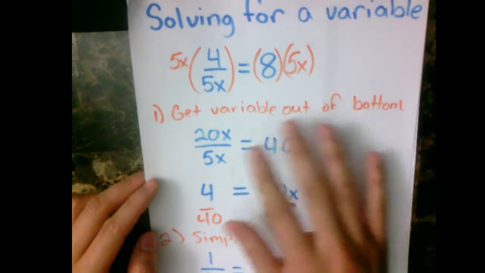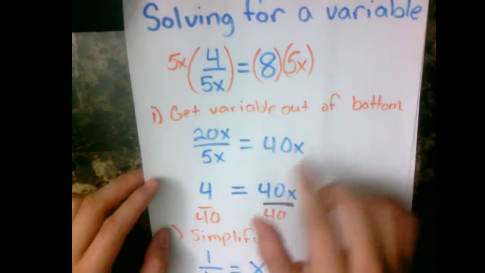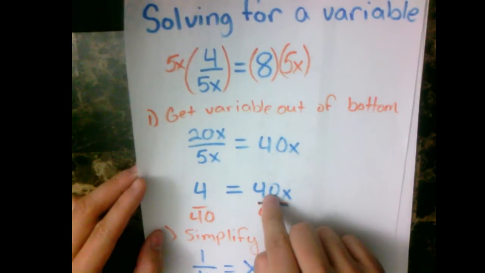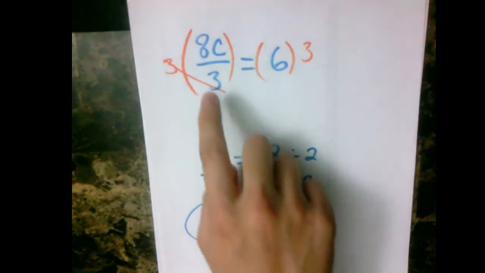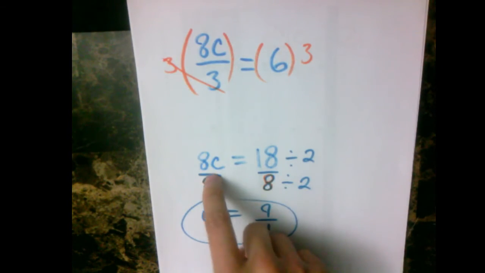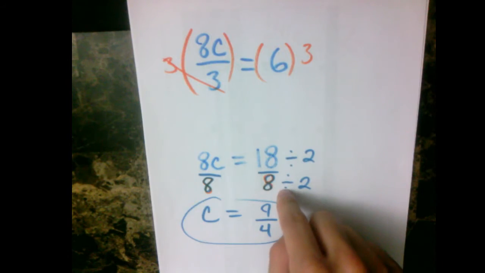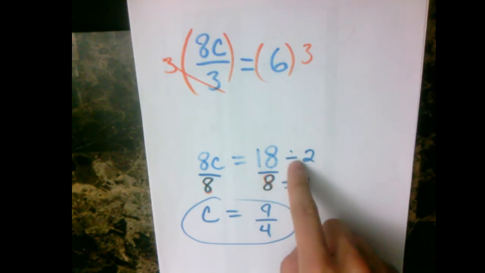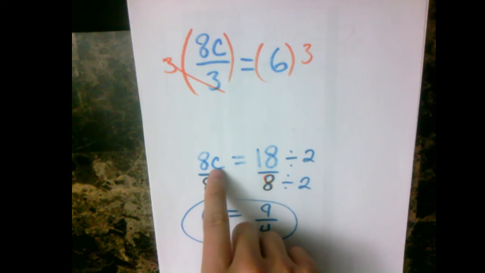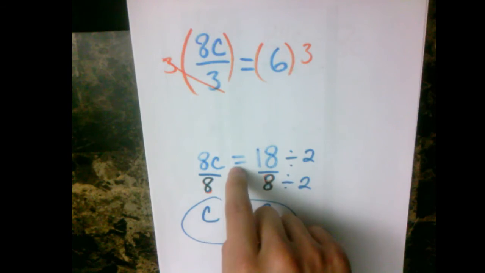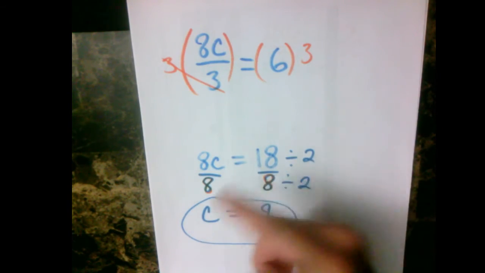Okay? And to get rid of all those numbers next to the variable, we keep doing opposites. Instead of multiplying by 40x, we divide by 40. Instead of dividing by 3, we multiply by 3. Instead of multiplying by 8, we divide by 8. This would happen with addition and subtraction too. So if this were like 8c plus 3, we'd want to subtract 3. 8c minus 15, we'd want to add 15. So you're just doing a bunch of opposites.